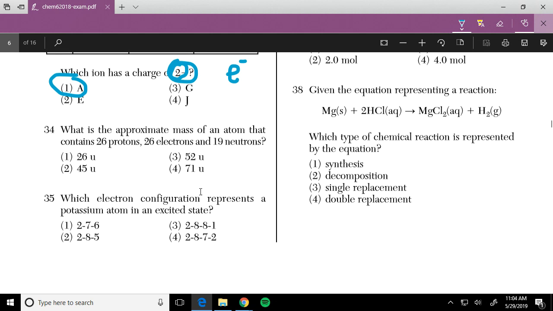What is the approximate mass of an atom that contains 26 protons, 26 electrons, and 19 neutrons? We know that electrons don't have mass, so I just say 26 plus 19. 26 plus 19 is 45. The U means atomic mass units.